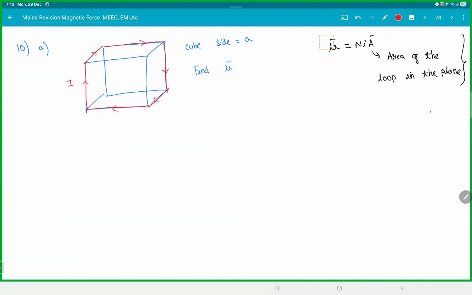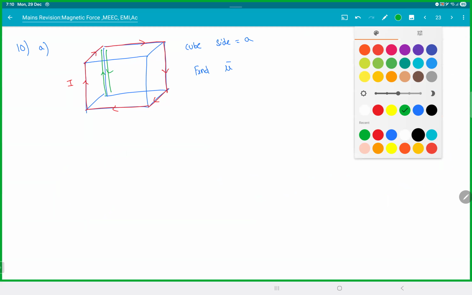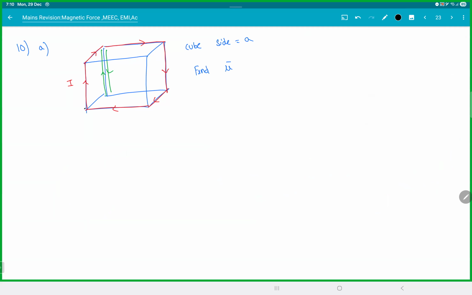Now for the first one, we need to get a loop. And if you see, there is nothing in the loop. So this is what we do. Assume one wire here and one wire here, the green ones, and let's assume one wire here and one wire here. So you can assume current I and minus I, so that's the zero current.